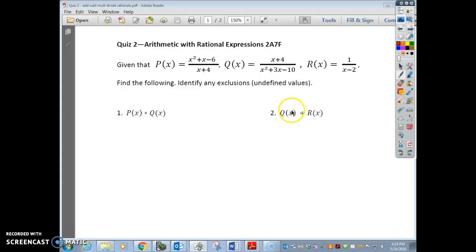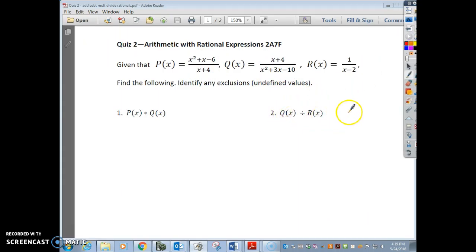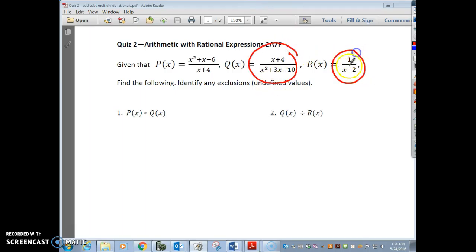Number 2 says Q of x divided by R of x. So right here, I'm going to take this one and divide by R of x. So this is going to be x plus 4 over, this one I had already factored, right, from the first one. So more of the factors, it was x minus 2 times x plus 5. Now I have to divide by R of x. So I could divide right here by 1 over x minus 2.